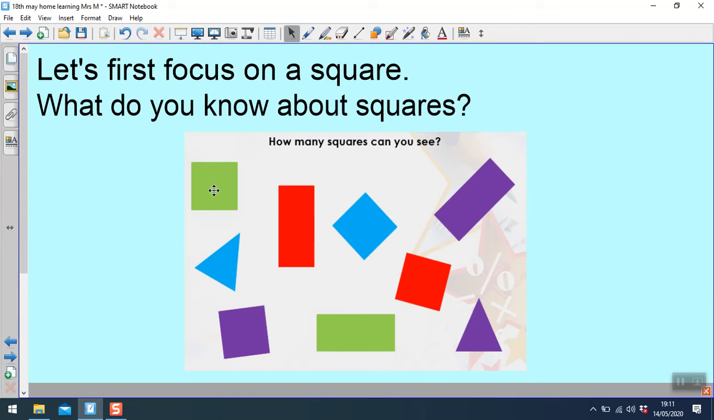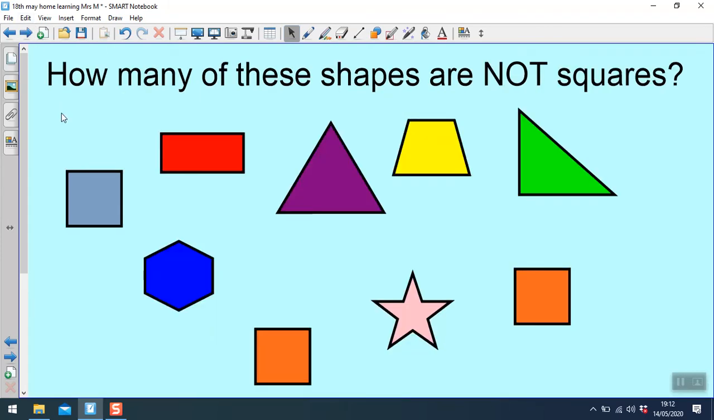So I can see 1, 2, 3, 4 squares. What are these 3 called? So these 3 shapes are called rectangles, and then we have got 2 of these, and these are triangles. How many of the shapes below are not squares? How many are not squares? Pause the video while you work it out.